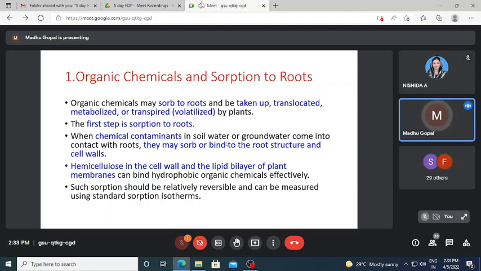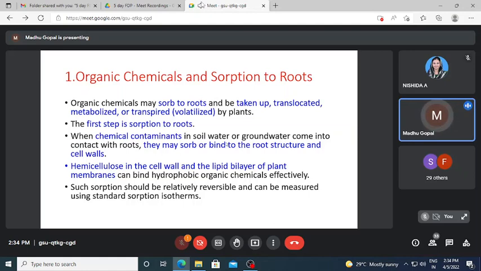So hemicellulose, then again, you know that plants contain cellulosic material. And also we have a constituent called hemicellulose. Hemicellulose is found in the cell wall. We know that all living organisms are made of cells, and these cells have a cell wall. So hemicellulose is in the cell wall of the plant, and also there is a lipid bilayer in the plant membrane. So both of them can bind hydrophobic organic chemicals effectively.